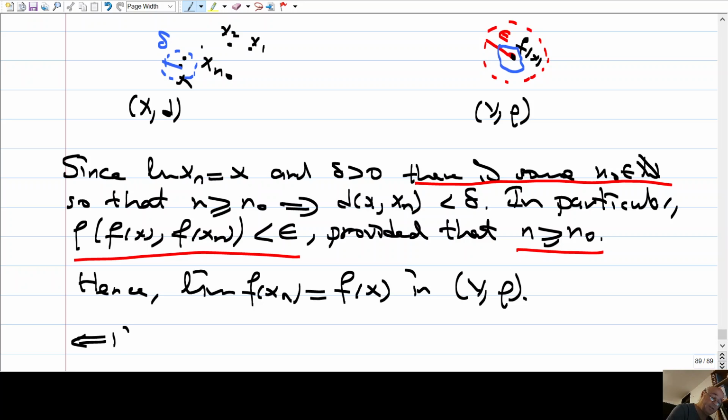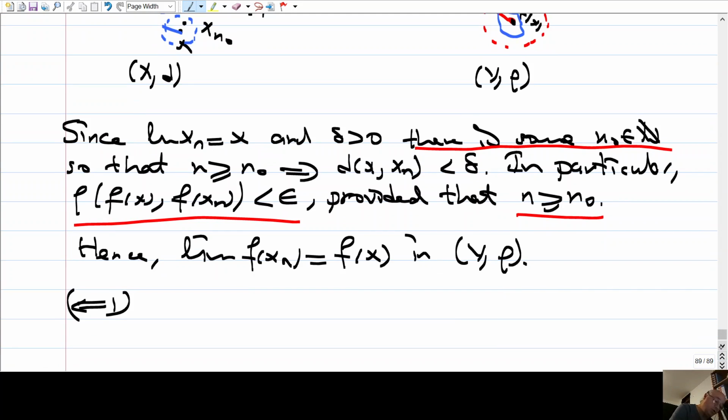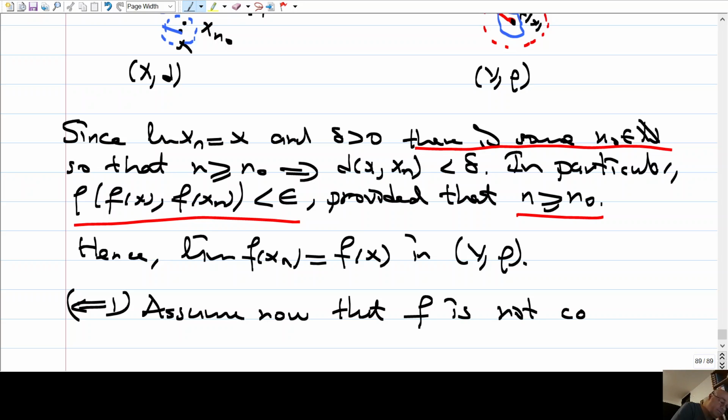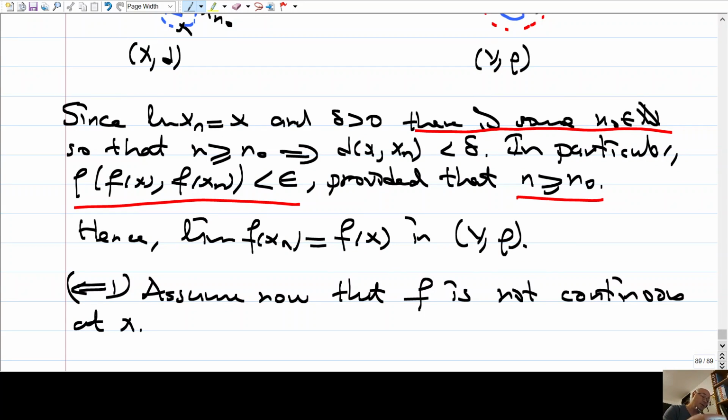For the only if direction, we will proceed as follows. Now assume that f is not continuous at x. So I am assuming the opposite, the negation of the statement that f is continuous, and I must show what.